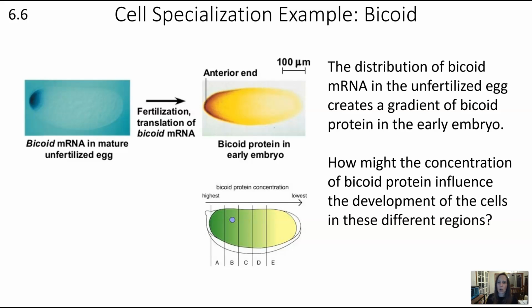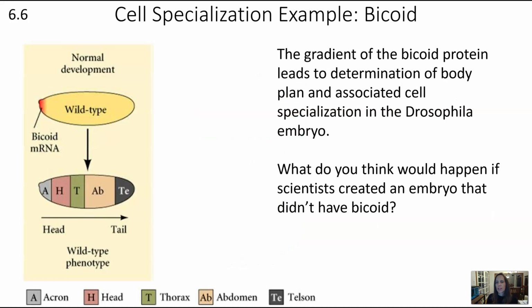So in that picture in the center on the bottom, you can see that this gradient can be thought about in chunks. So how can this gradient influence the development in these different regions? The gradient of the bicoid protein can lead to the determination of body plan. So if there is a certain amount of bicoid protein, that'll turn on the expression of one type of cell. If there's a different concentration, that'll turn on the expression of a different type of cell.